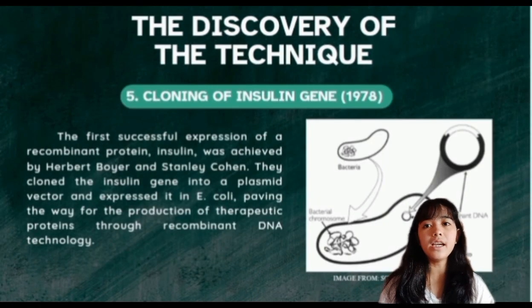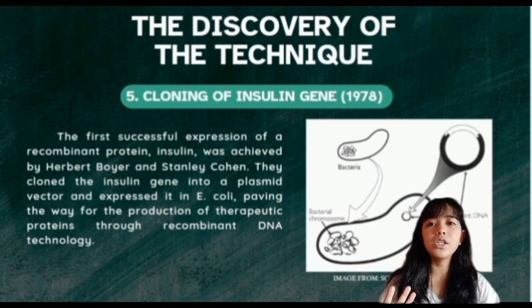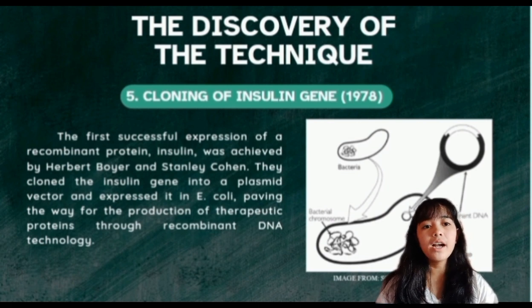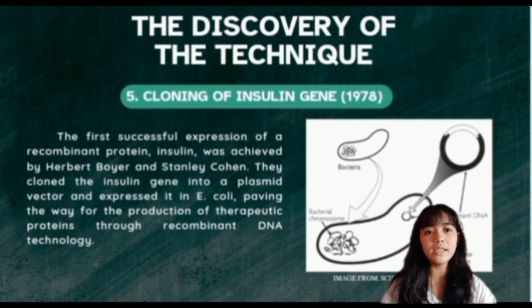The next technique that was discovered is called the cloning of the insulin gene. The cloning of the insulin gene, as an example of integration, cloning, and expression, revolutionized the production of therapeutic proteins through recombinant DNA technology. The breakthrough achievement was made by Herbert Boyer and Stanley Cohen, who successfully expressed a recombinant insulin protein using E. coli as the host organism.